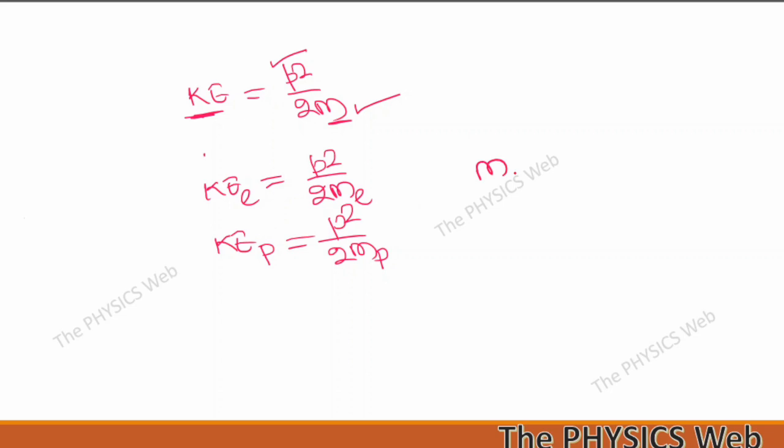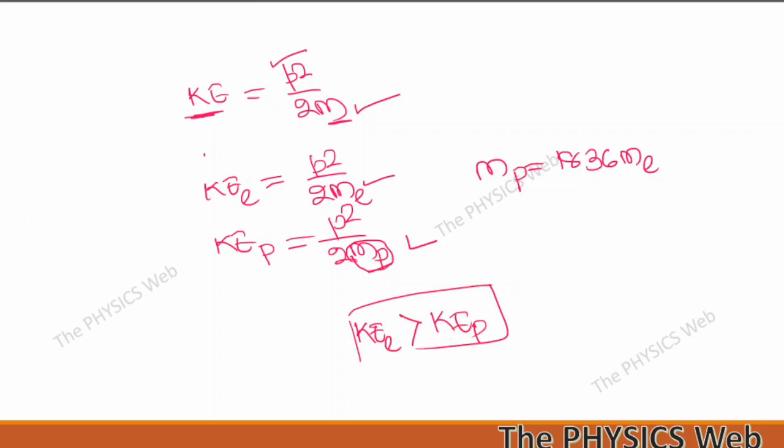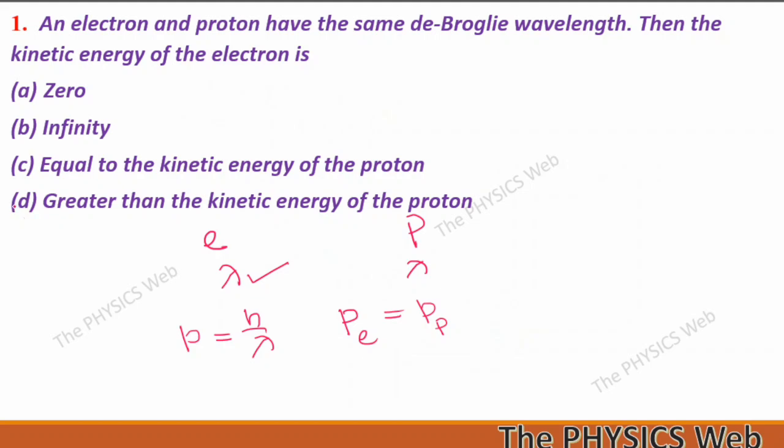And we know mass of proton is 1836 times greater than the mass of electron. So since the mass of proton is greater, this term will be lesser. And the mass of electron is small, so this will be greater. So from here we can say kinetic energy of electron is greater than the kinetic energy of proton. Okay. So option D is correct. Kinetic energy of the electron is greater than the kinetic energy of the proton.